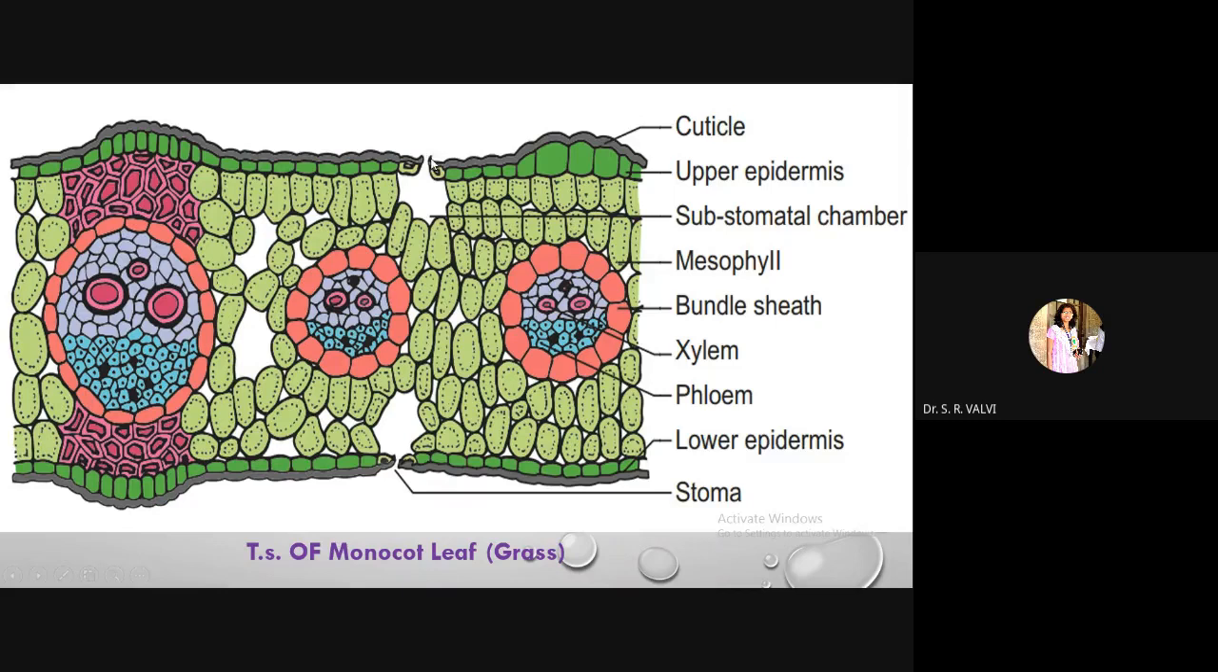This is the bulliform cells. Bulliform cells are larger cells. See my cursor again, here and here. Bulliform cells are larger epidermal cells. These are epidermal cells only, but as they are larger in shape, they are called bulliform cells. These bulliform cells help in rolling and unrolling of the leaf. What is the main function of these bulliform cells? They help in rolling and unrolling of the leaf.